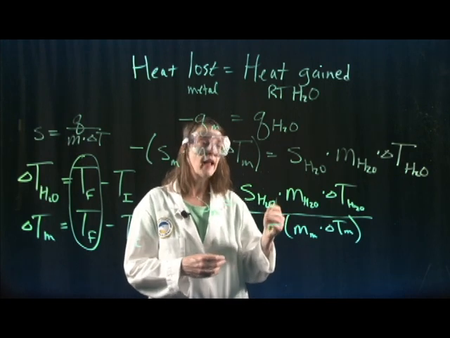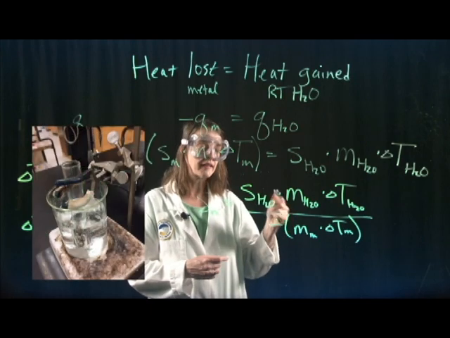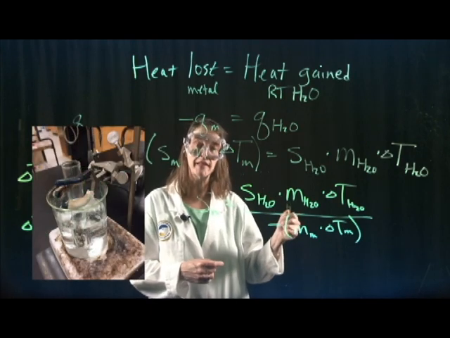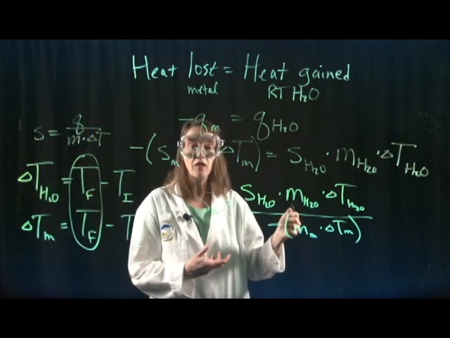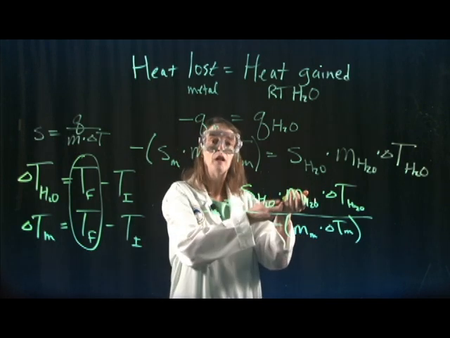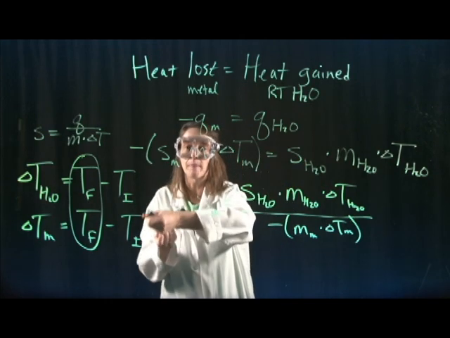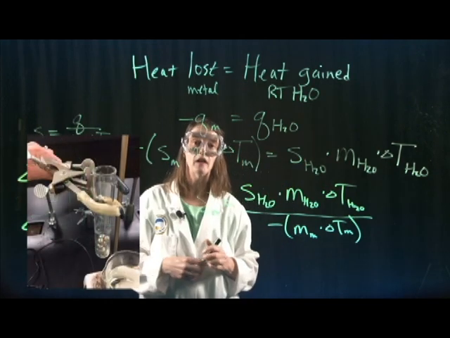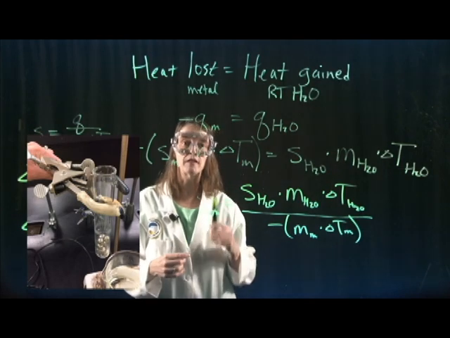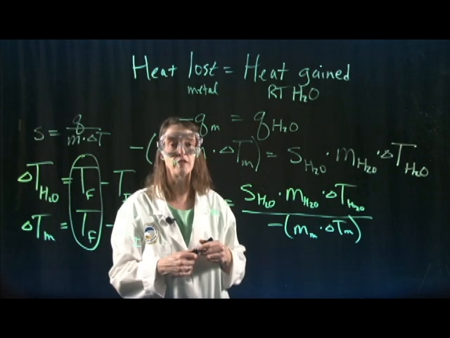Then you want to have a setup with a clamp in your hot water bath. That clamp will hold the test tube in place in the hot water bath, and you could also use the clamp as a holder whenever you remove the test tube from the hot water bath and then pour the metal into the cup that contains the room temperature water. Or you could use the test tube holders that are in your lab drawer.